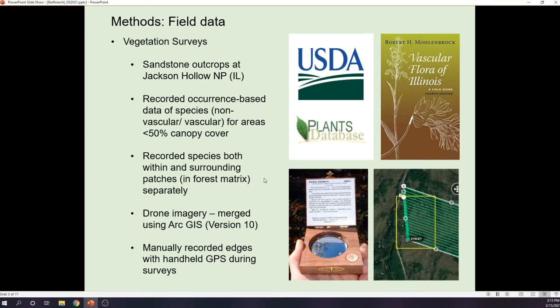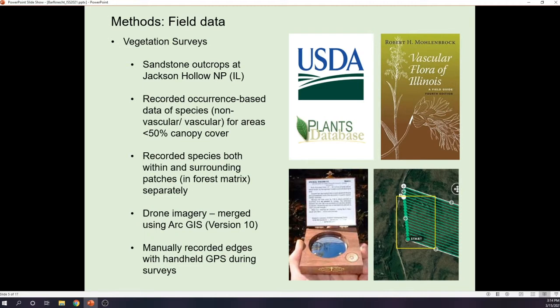distinct. And then we not only recorded species that occurred within these openings, but we also walked several areas within the adjacent forest matrix to figure out which species were not only occurring within the patches, but that were also occurring in this adjacent forest matrix.